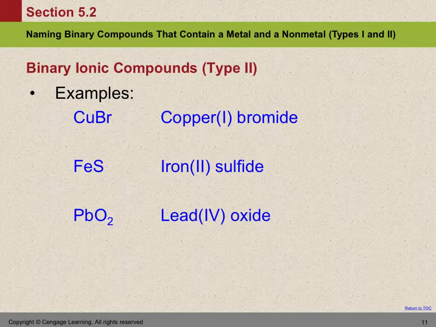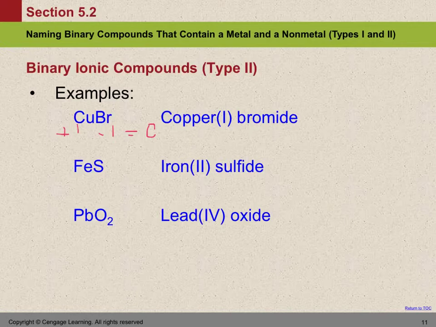So here are a couple examples of a type 2 ionic compound. Copper(I) bromide. Here's our bromine. We know it's a -1. So our copper must be a +1 in order to get to 0. Sulfide, S, we know that that is a -2, looking at the periodic table. So our iron must be a +2.